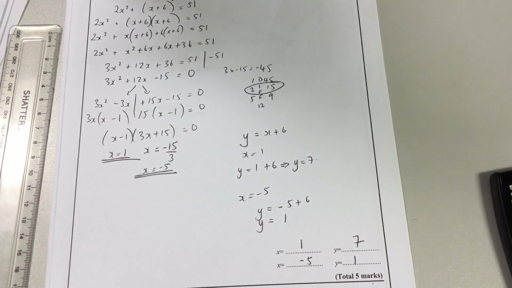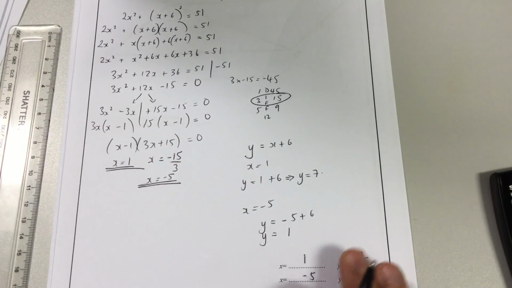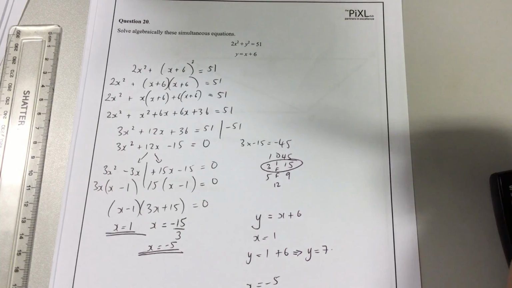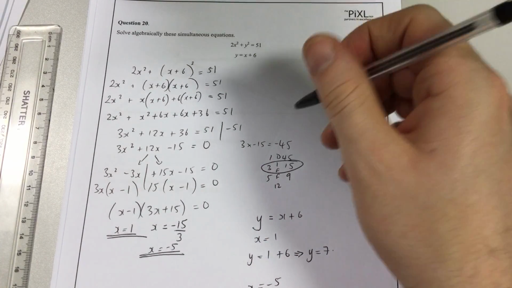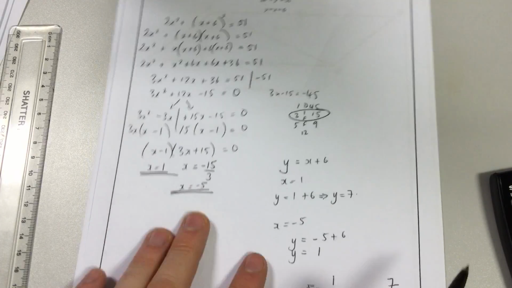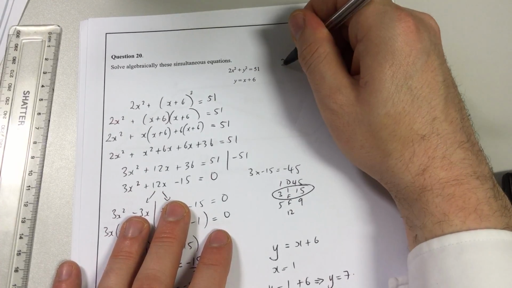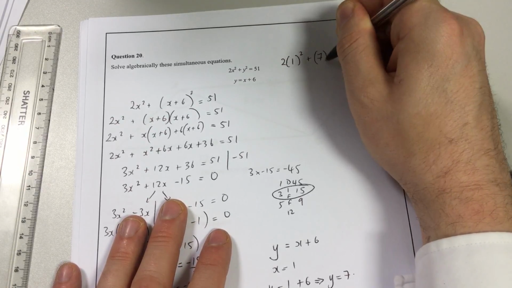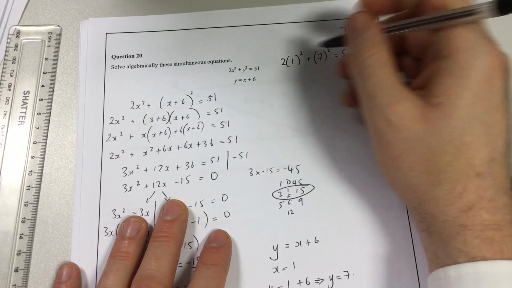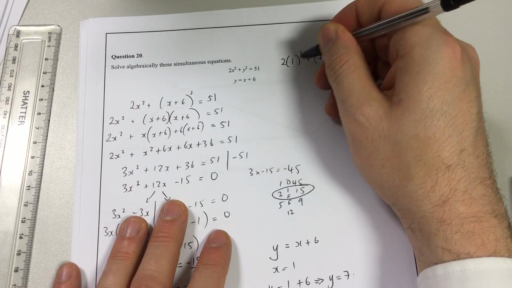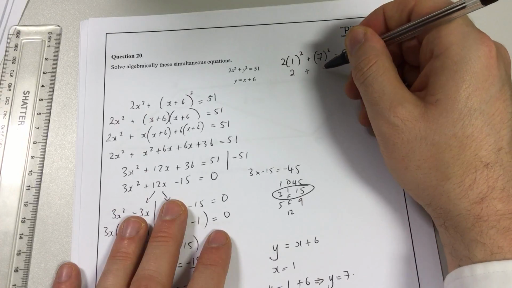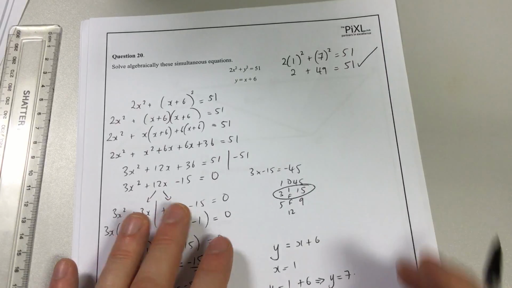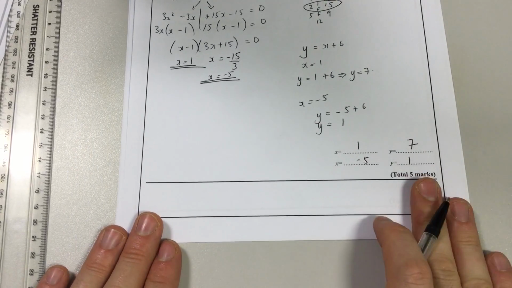The same with basic simultaneous equations. If I take a pair of these answers and I put it in the top equation here, it should work. And that's a way of checking. So I'm going to do that just to make sure I've got it right. So I'm going to put x is 1 and y is 7 into this top equation, just so I walk away with some confidence. So we think x is 1 when y is 7. And we think that should equal 51. 2 times 1 squared, 1 times 1 is 1, so that's 2. 7 squared is 49, and 2 add 49 is 51, so I've definitely got it right, and then I know I can walk away with 5 marks.